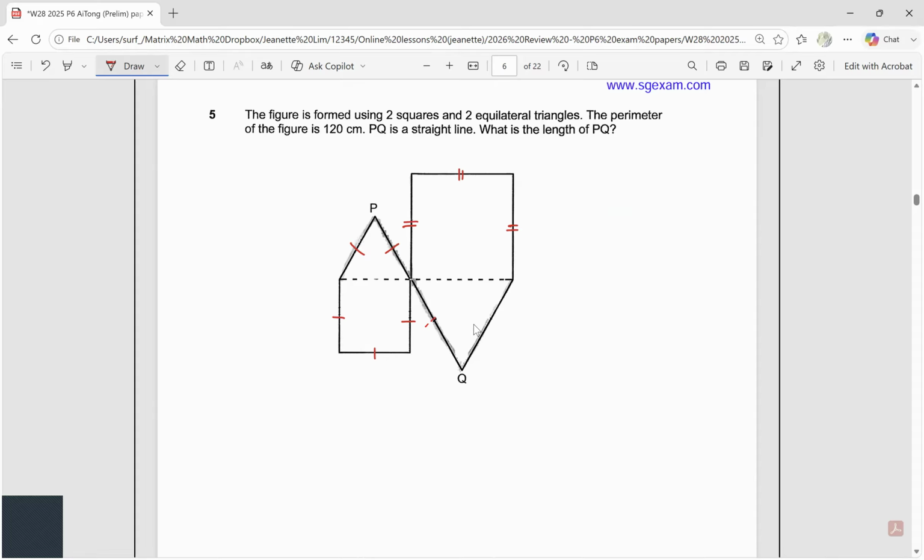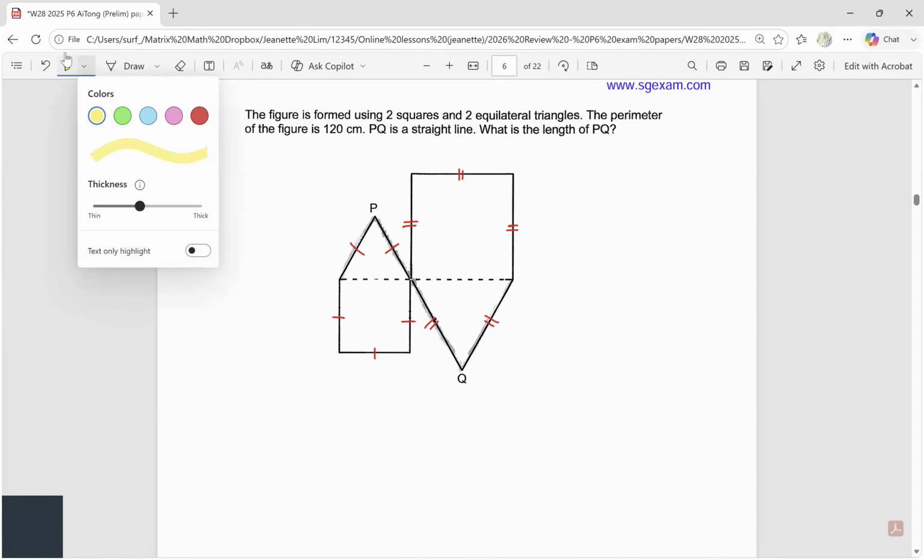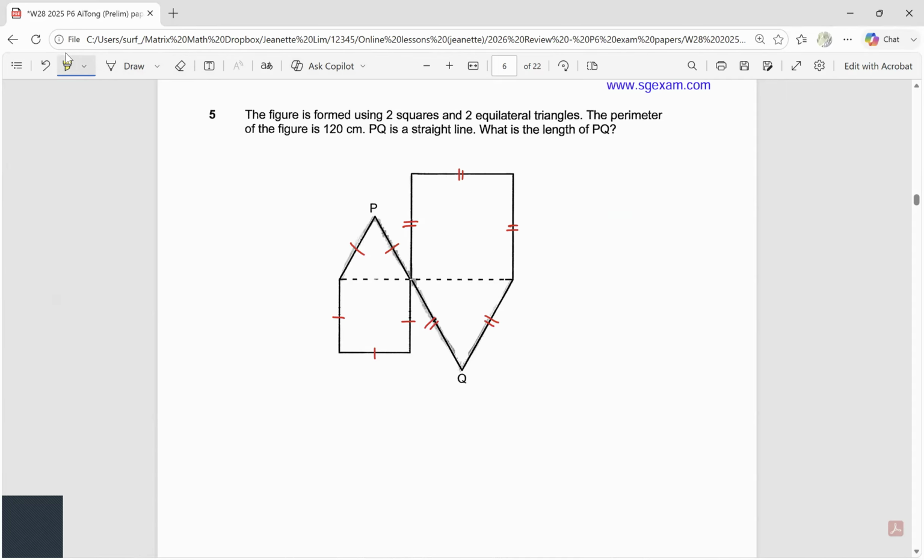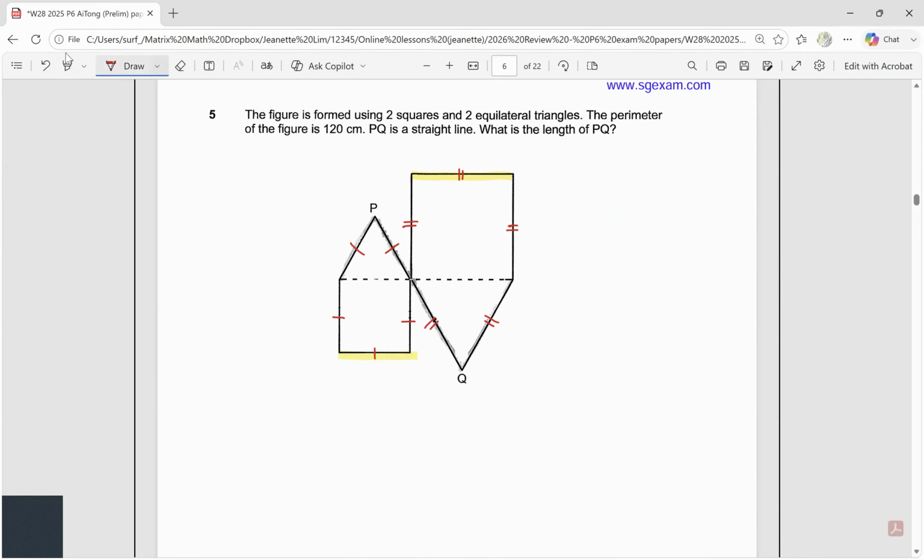Square, then equilateral. Okay, so if I were to name this and this like A, B. Okay, then perimeter is made up of how many A? 1, 2, 3, 4, 5, 5A and 5B. That will give us the 120 cm.